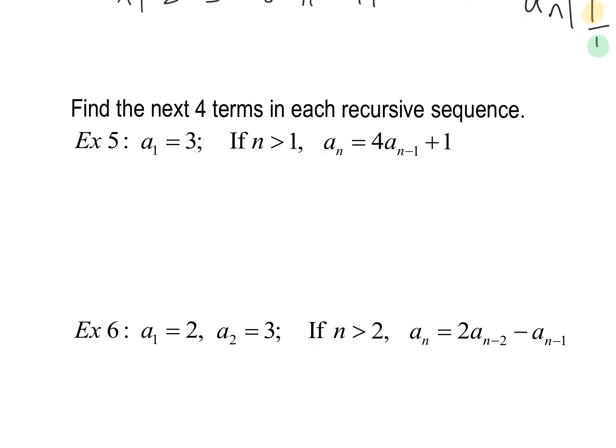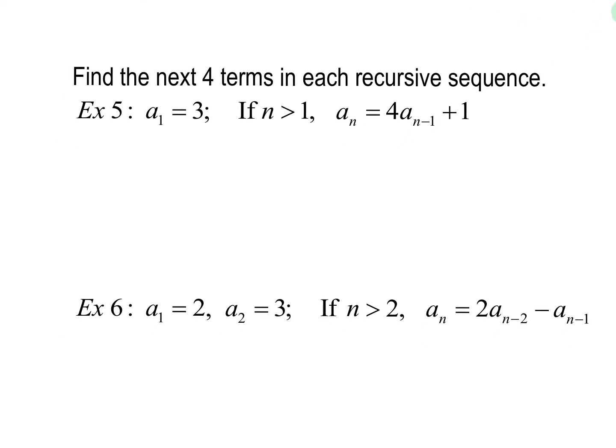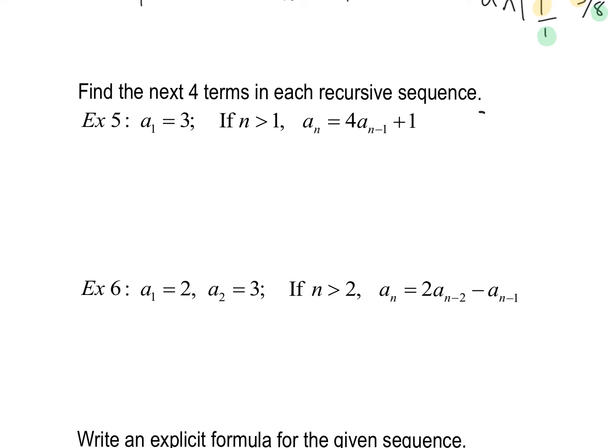Here is where we have a recursive sequence. So how do I figure out what the next term is if I know what the previous term is? And so here's a couple different things that I want you to think about. It wants me to find the next 4 terms, and they gave me the first term. Remember, this a sub 1, this notation means the first number in this sequence is 3. So this sequence has a 3, and I need to come up with the next 4.